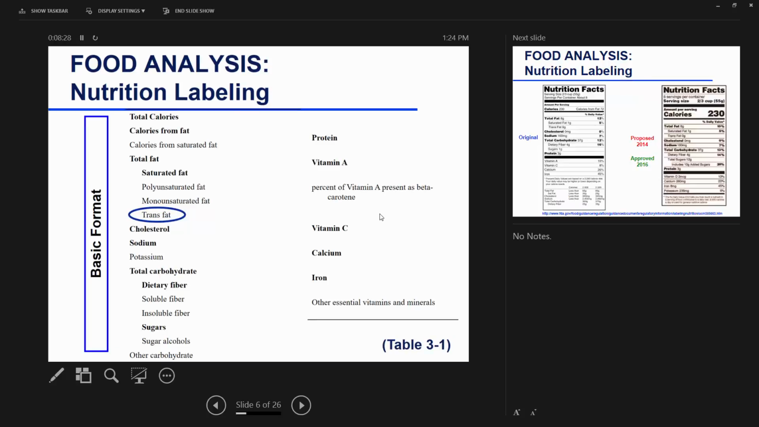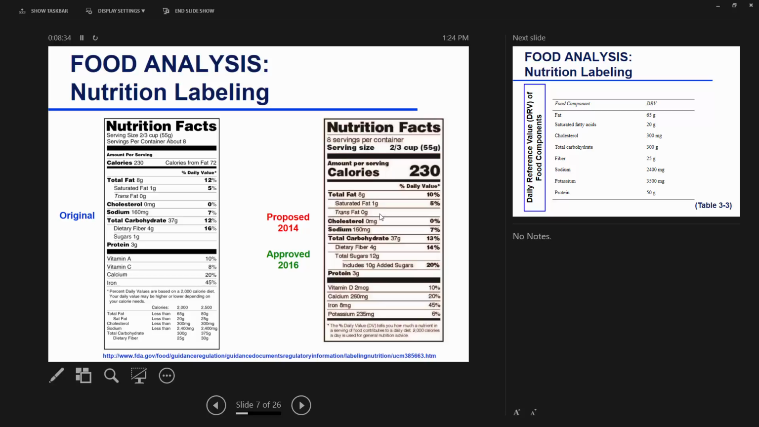It's just from your table 3. Again, the components, other essential vitamin and mineral, this is optional. So it changed. It was proposed in 2014, and then it just got approved. This is what the nutrition label would look like from now on.